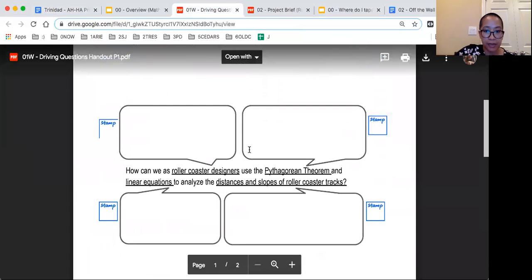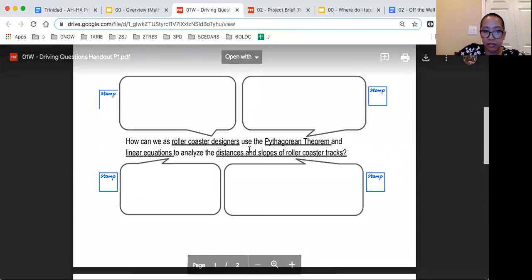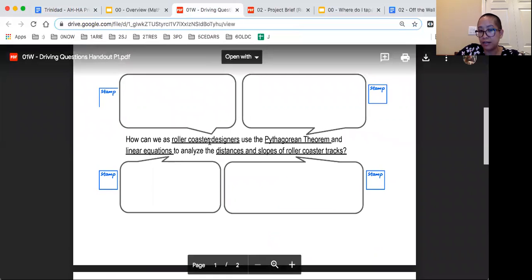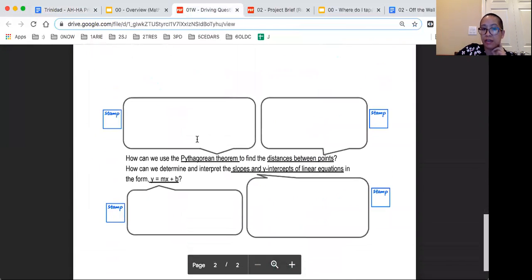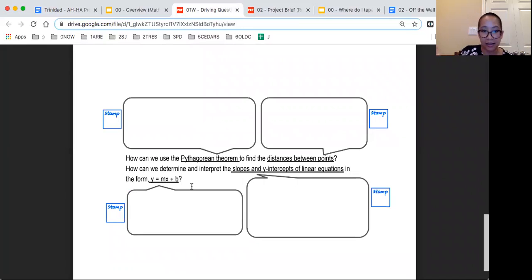So the way I separate it is I'll have a project driving question where the context is quite clear, and then I'll have separate driving questions that only have content. You'll notice the second set of driving questions could apply to any context. It doesn't have to be roller coasters. They're just specific to the really big questions I hope that they'll be able to answer by the end of the project.